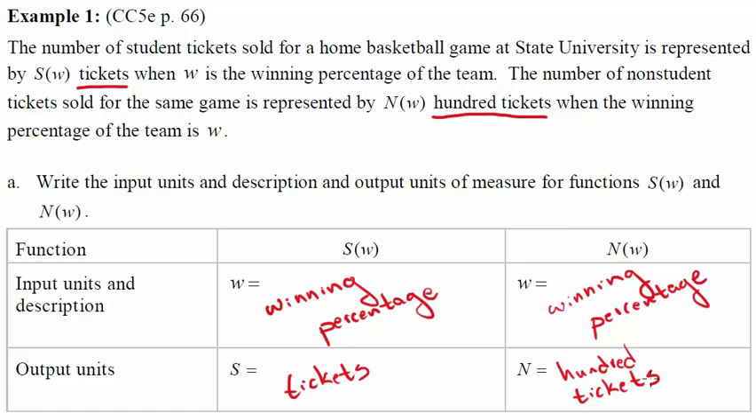Okay, so now I am thinking, are these units the same? Well, they're not quite the same, but they're close. They're both tickets, but one's in hundreds. So I'm leaning towards addition or subtraction, but let's think about, would these be compatible to multiply? If I took tickets times 100 tickets, I would get tickets squared, which makes absolutely no sense. So I'm going to say the output units are not compatible here, so we're between addition or subtraction, but we're going to have to do a little bit of work to make those output units the same.